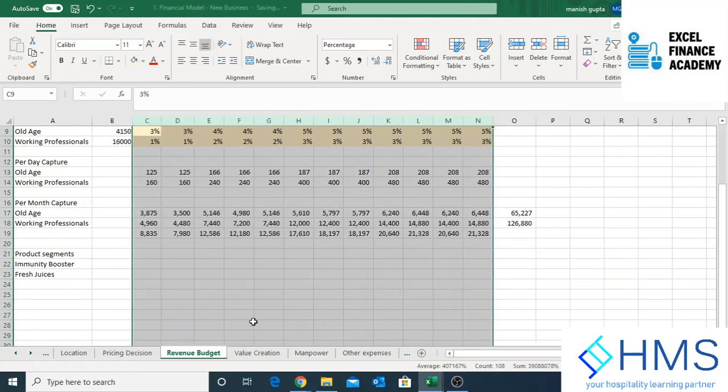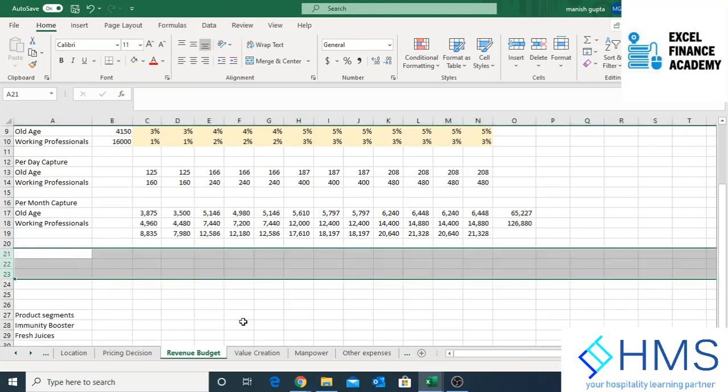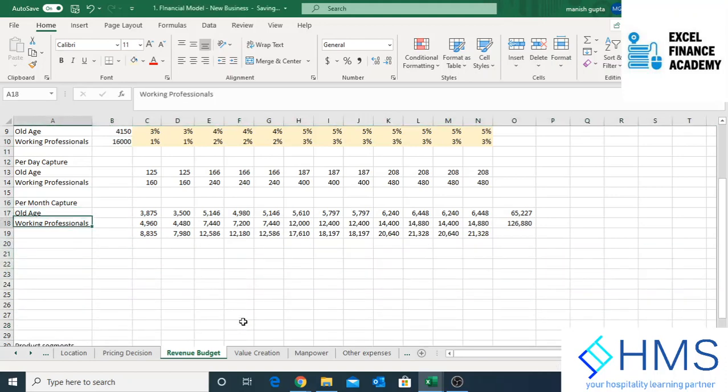Let's say they're going to buy immunity boosters, how much of the old age people would buy your immunity boosters, right? So now you can say product consumption. So product consumption by old age people and by working people.